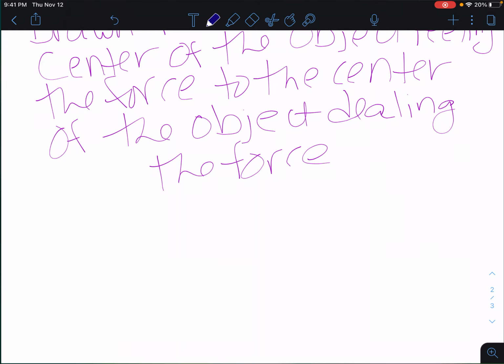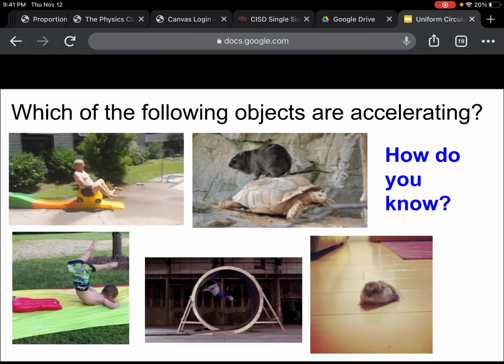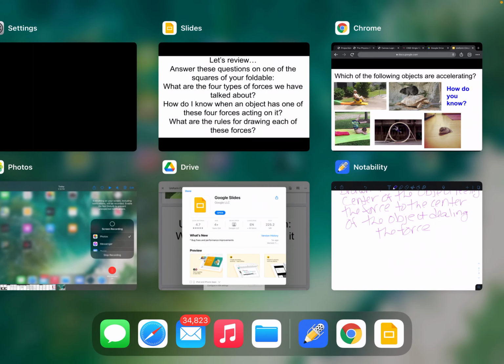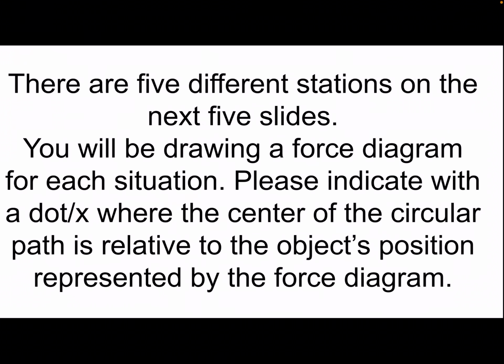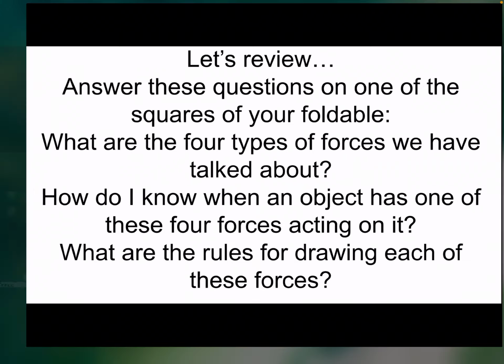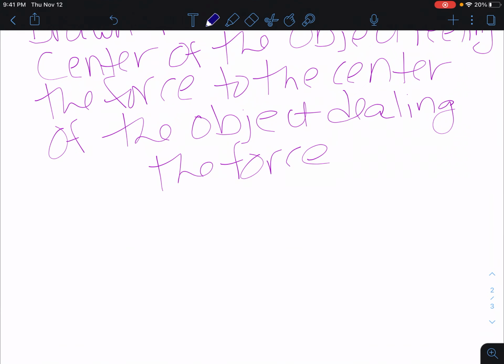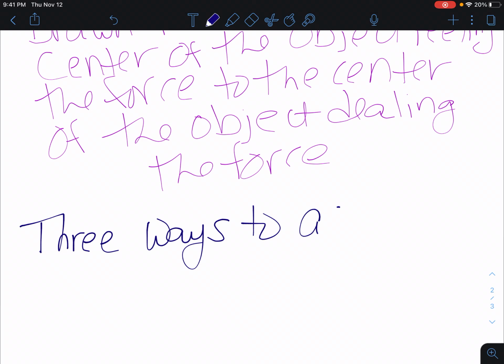Okay, so let's go back to our slideshow. Let me go find it. It was this one. Okay, so 4 types of forces. I didn't put a slide for this, so I want you to add one more thing: the 3 ways to accelerate. I want that on the same foldable so you have it handy. All the information you need is in the same spot.